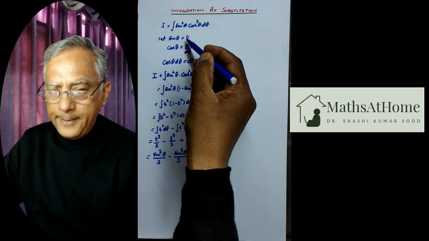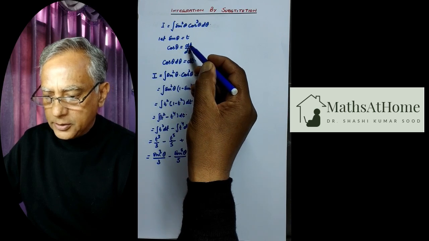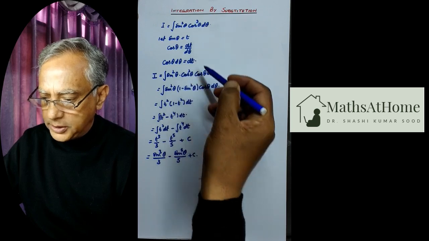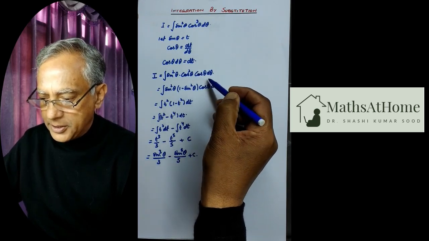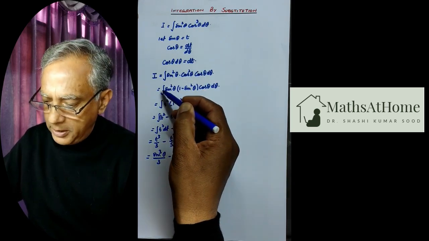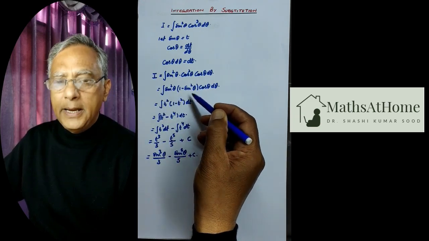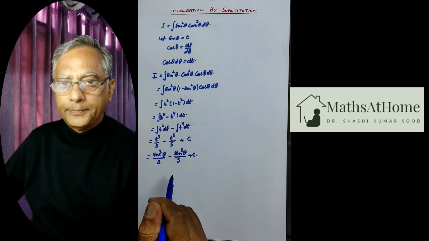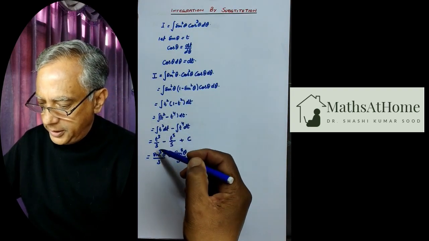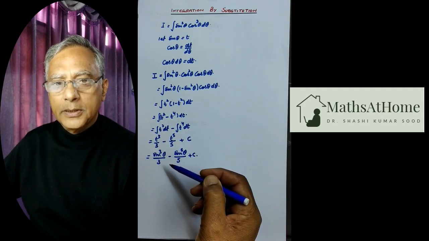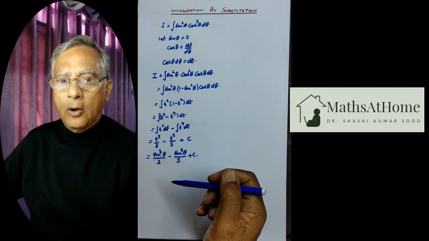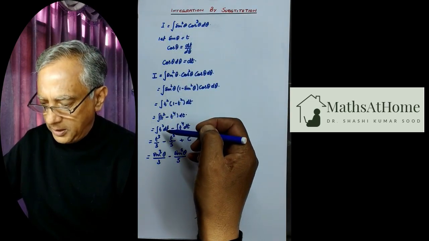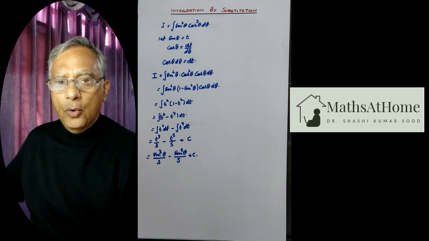Put sine theta equal to t. So cos theta is equal to dt by d theta. Therefore cos theta d theta is equal to dt. Now separate one cos theta from this. This is the simplification part, and we should be able to express the rest of the question in terms of t. Then this substitution will work. This will change the question into two simpler questions which we have been able to solve. So the purpose of substitution is to convert this into simpler forms whose integration is known.